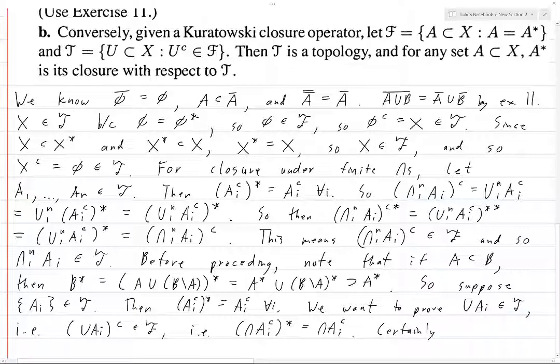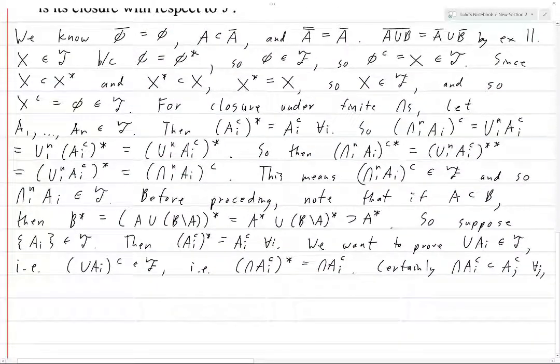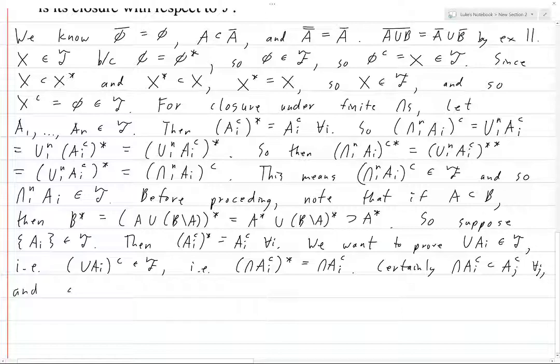Now certainly, if you take the intersection of the A_i complements, then this is going to be contained in A_j complement for all j. Because if you're taking an intersection, the intersection of a bunch of sets is going to be contained in any particular set that you're taking the intersection over.